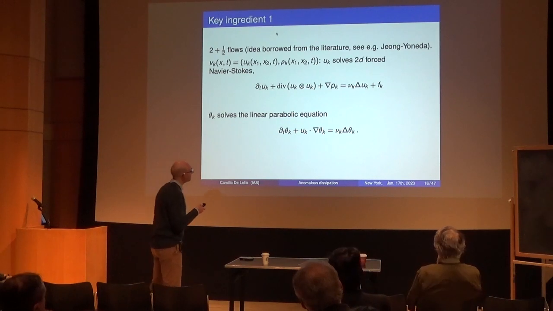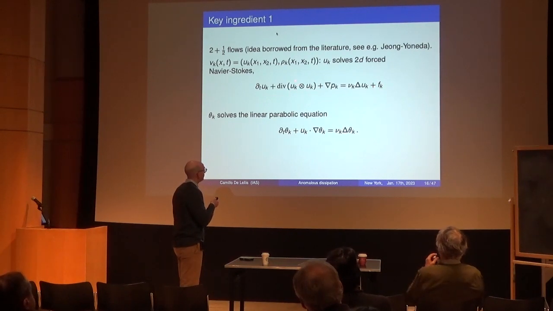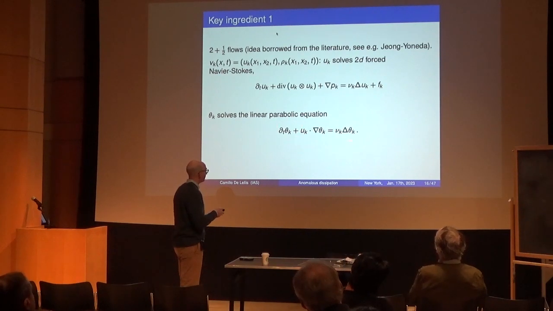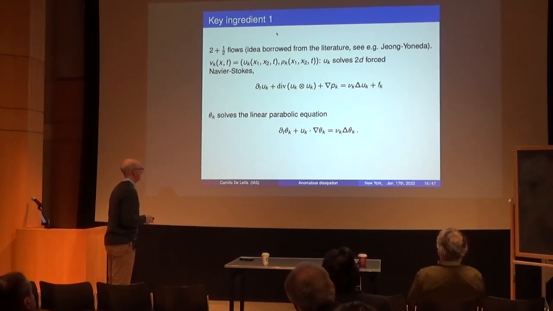So the idea that we had would be, let me produce first a force Fk for which this vector field is behaving in a certain way, and then hope that the anomalous dissipation is actually ignited by this linear equation, which we understand very well.